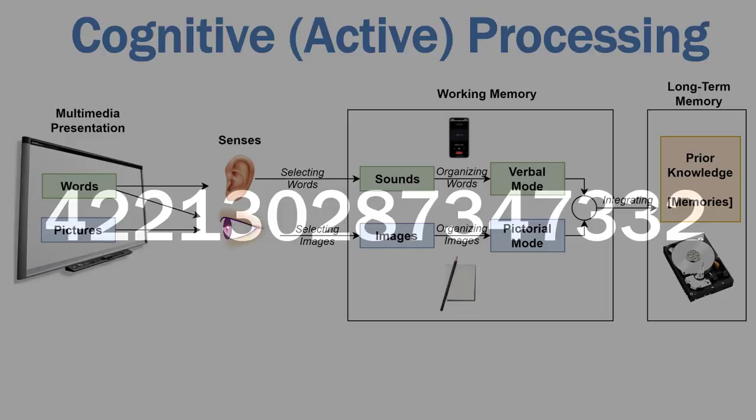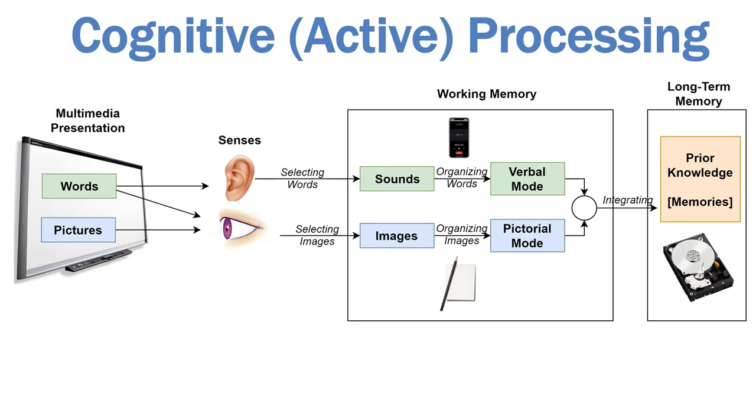So probably the reason why our cognitive processing is limited is because it requires active mental work on behalf of the learners. Learners must actively select the words and pictures that they need to pay attention to, or that they want to pay attention to. They have to select that. They have to organize the sounds and images and convert or translate them into the verbal mode and pictorial mode. They have to actively do that.